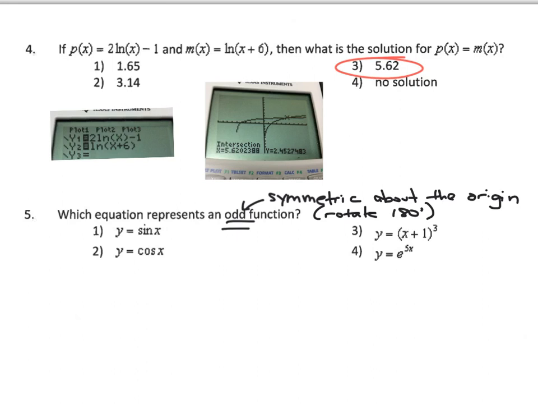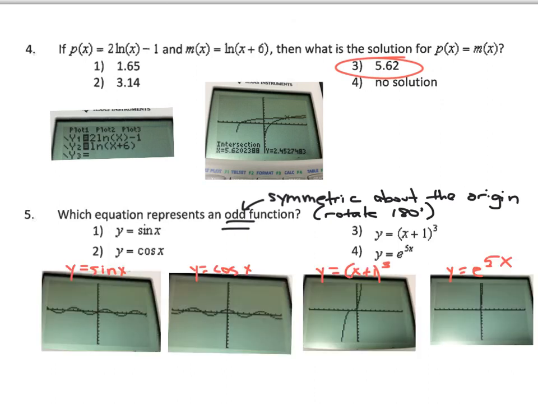All right, so number 5 wants to know which equation represents an odd function. Now, we know that an odd function means that it's symmetric about the origin. So if you rotate it 180 degrees, it's going to look exactly the same. So I would just go through and graph each of these one by one and figure out which one is odd. Okay, so what I did here, I just graphed them in the calculator one by one. So if you look at this first one, y equals sine of x, this is the one that's odd.